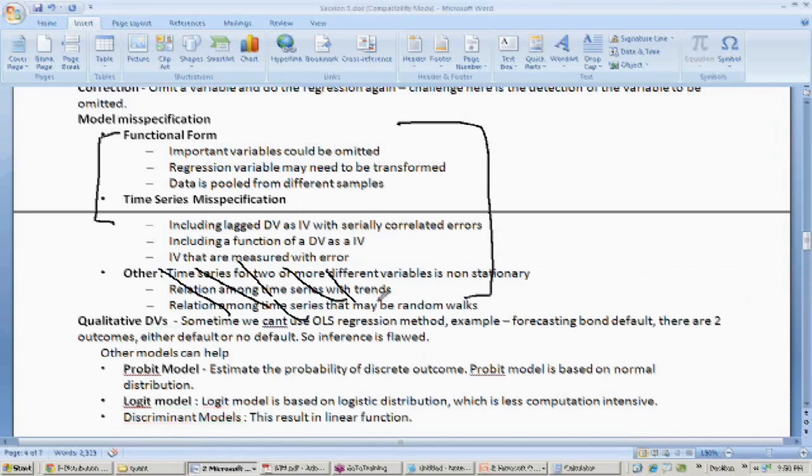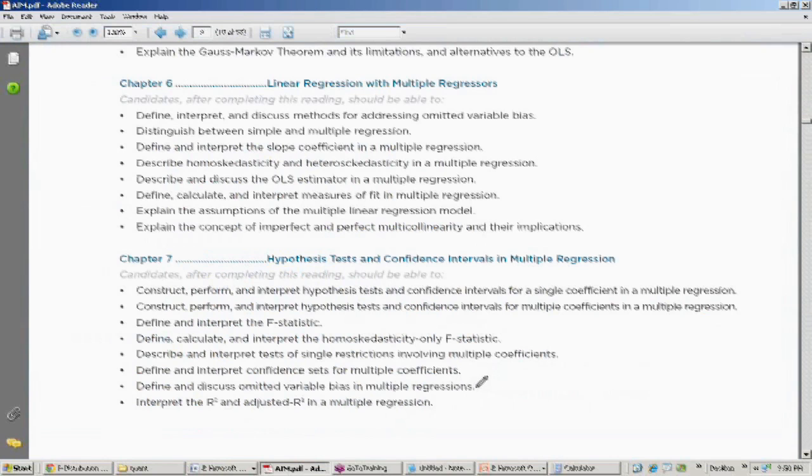Okay, so for you guys, this is the only model misspecification that is required, others are not required. That is what this LOS has mentioned, omitted variable bias. So here we have to focus on the functional misspecification. Now, interpret confidence sets for multiple coefficients.